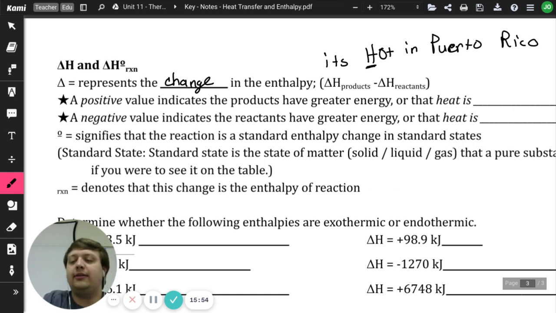So for our heat, it is products minus reactants. So your change in heat equals products minus reactants.